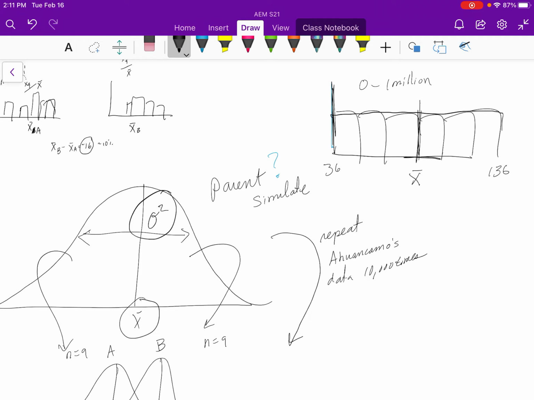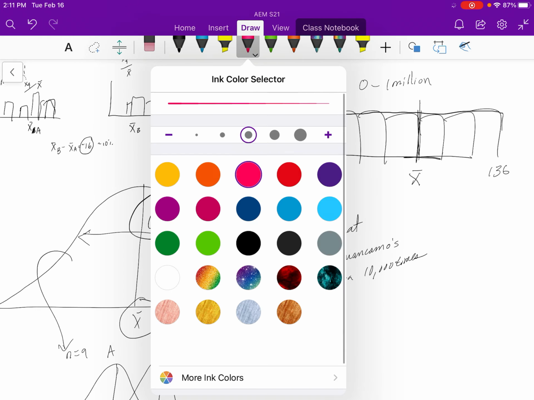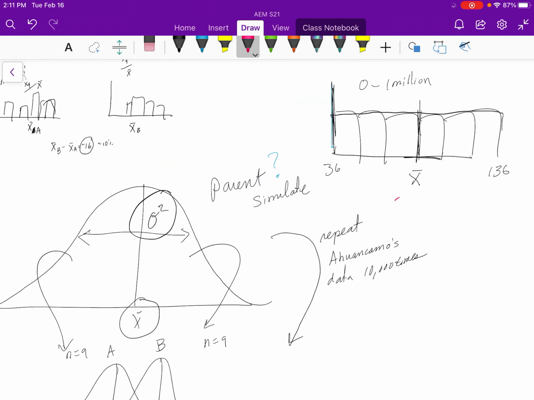So to get x bar, and I'm going to write this information in red, and I'm going to give myself a bigger pen, what we're going to use is x bar A plus x bar B divided by 2, which is x bar A plus B, okay? So that is the best estimate of the parent that they came from.